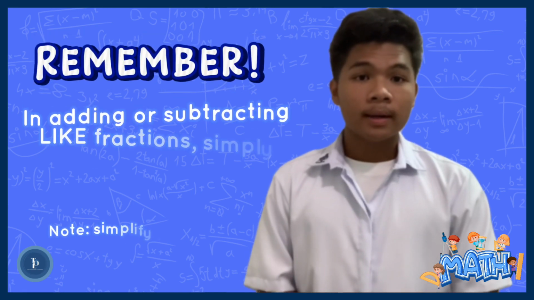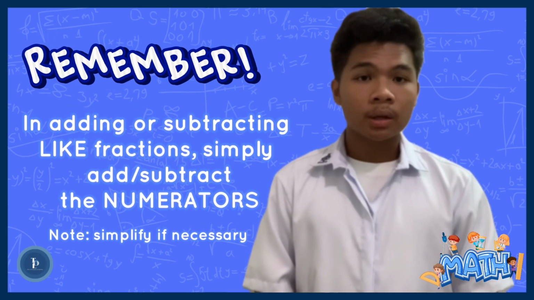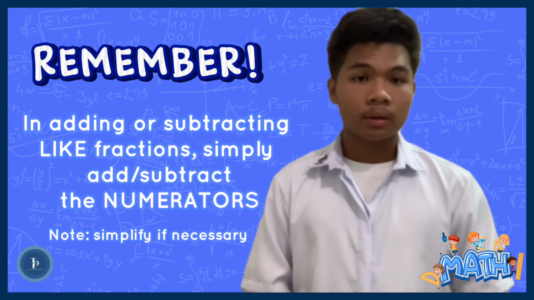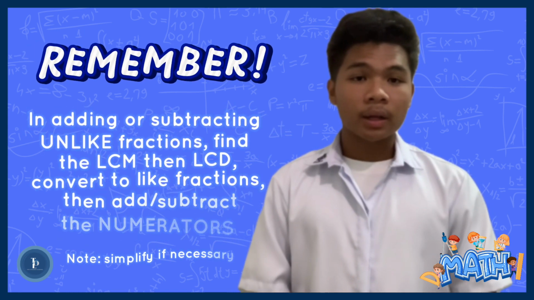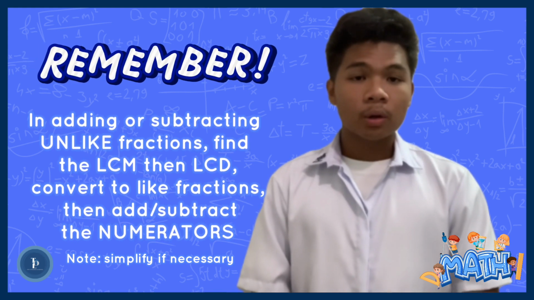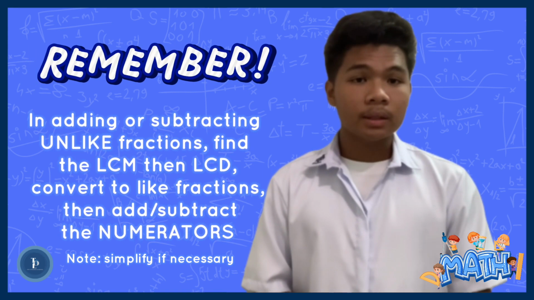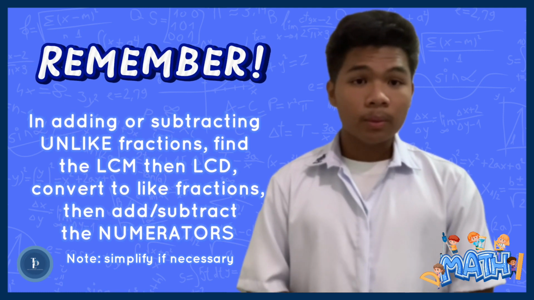Always remember, in adding and subtracting like fractions, if you have the same denominator, just simply add or subtract the numerators. But in adding and subtracting unlike fractions, always find the LCM, make it your LCD, make them like fractions, then add or subtract the numerators.